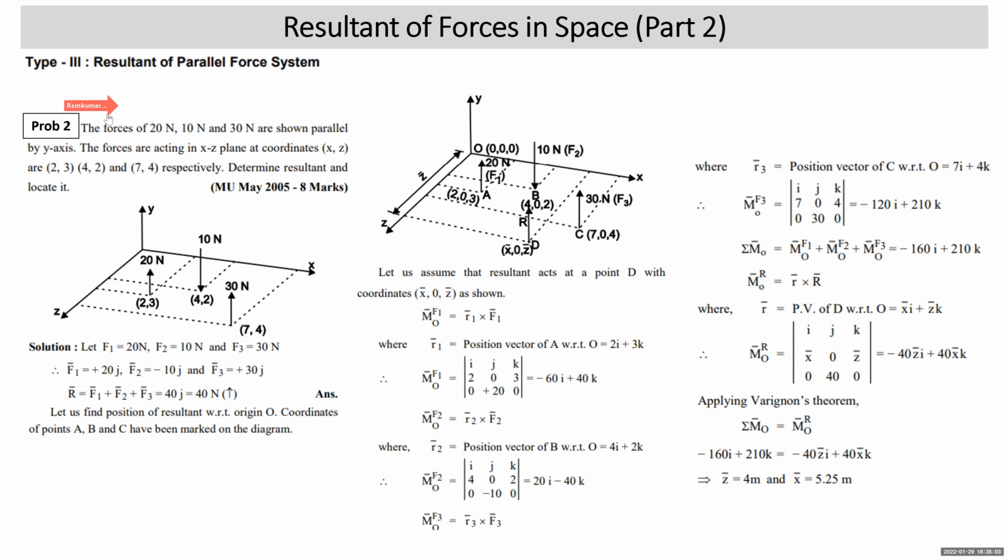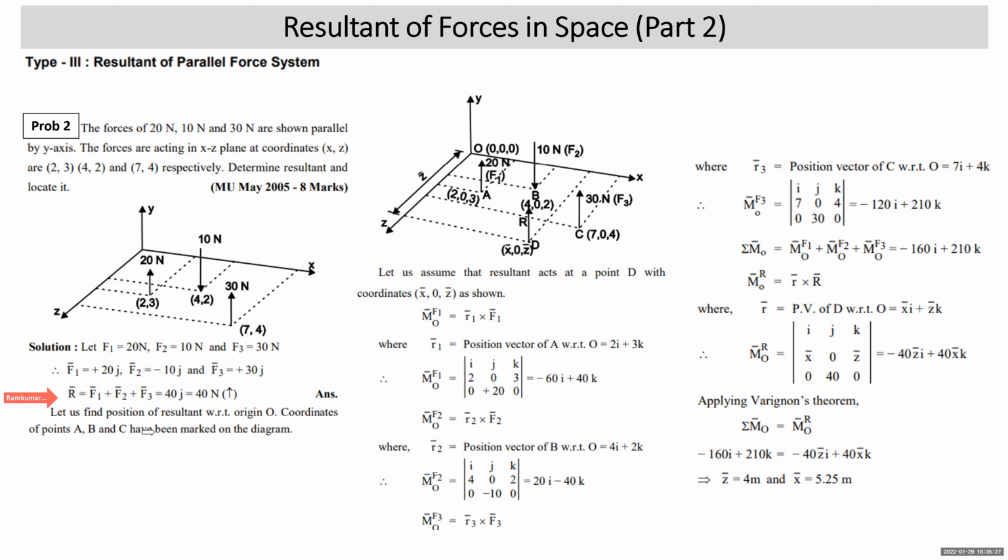F1 bar is equal to plus 20j, since it is parallel to the y-axis in the positive direction. F2 bar is minus 10j. F3 bar is plus 30j. So you got F1, F2, F3 in vectorial form. The resultant force is F1 bar plus F2 bar plus F3 bar. You get 40j, or 40 Newton vertically up. Now we need to find the position of the resultant with respect to O.